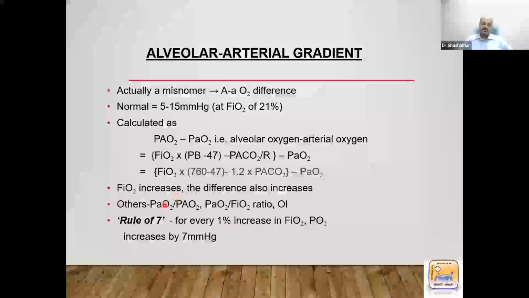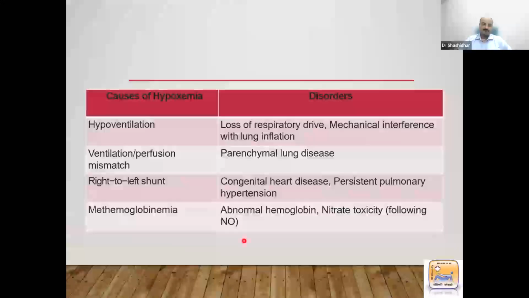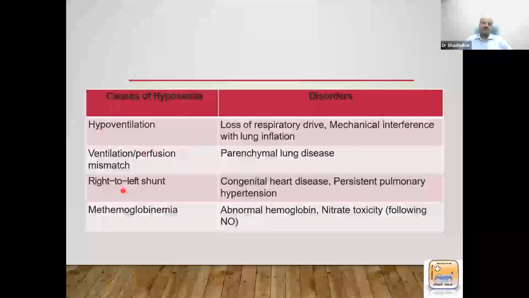By this, you can also derive something called the rule of 7. That is, for every 1% increase in FiO2, PO2 should increase by 7 mmHg if your lung, blood, everything is normal. If that is not happening, then there is something wrong with the diffusion across the alveolar capillary membrane. So there are 4 types of hypoxia. It can be due to less oxygen intake or ventilation perfusion mismatch that you get in lung disease. There can be shunting either intraparenchymal or outside the lungs, or it can be due to abnormal hemoglobins.